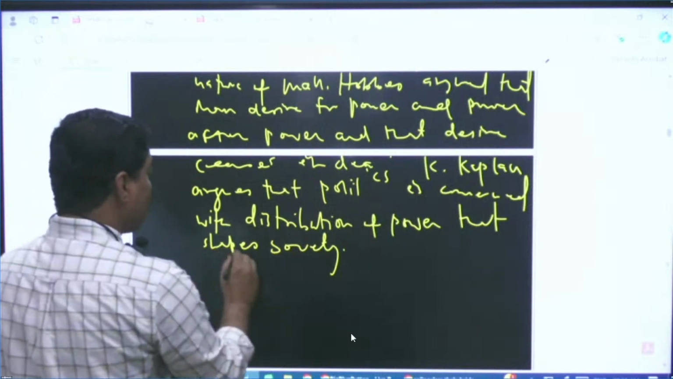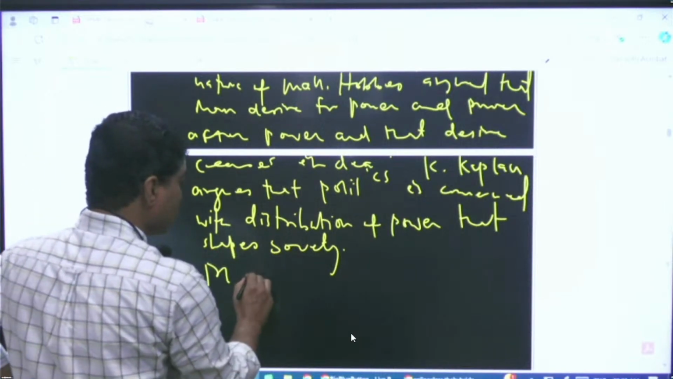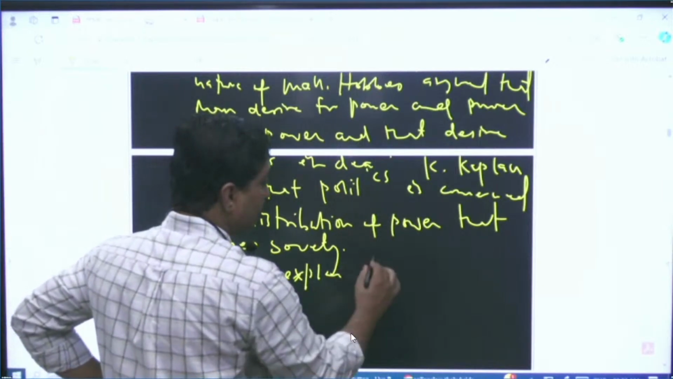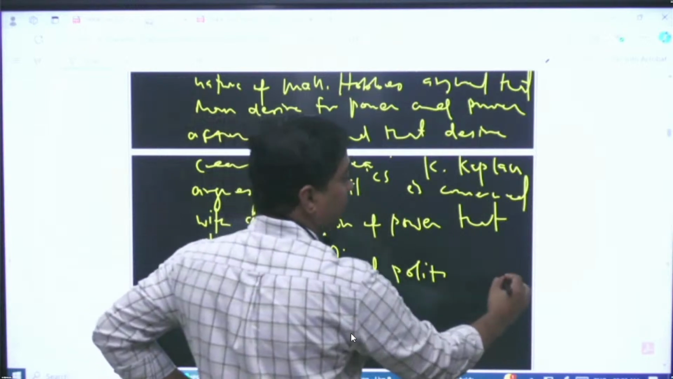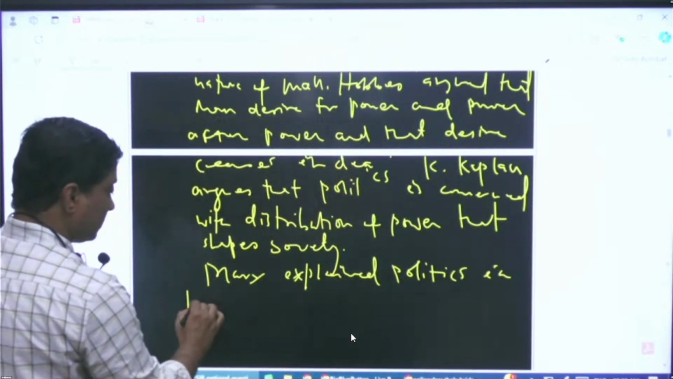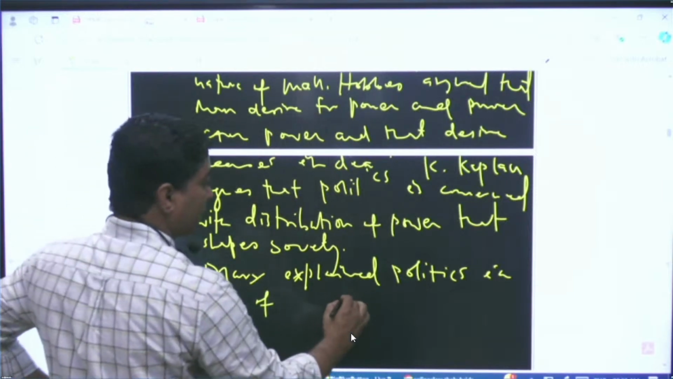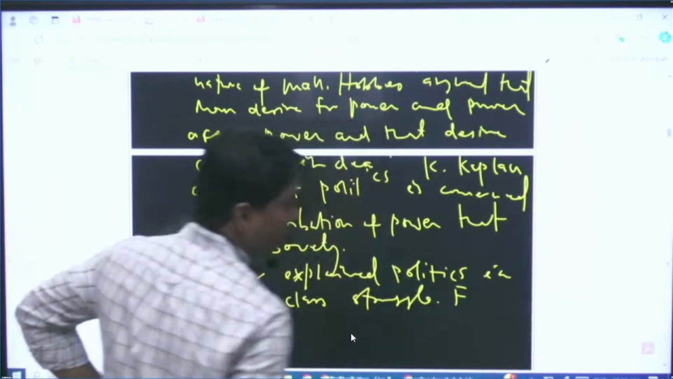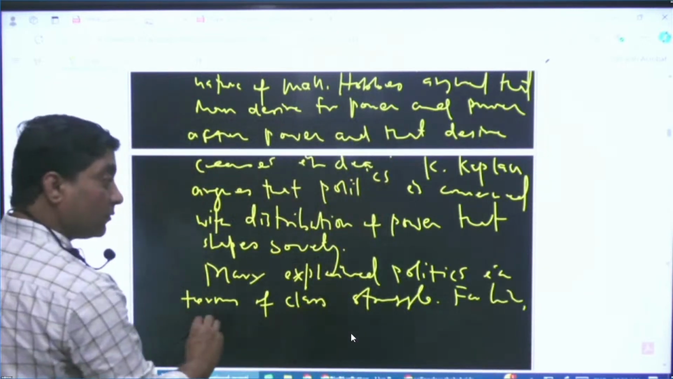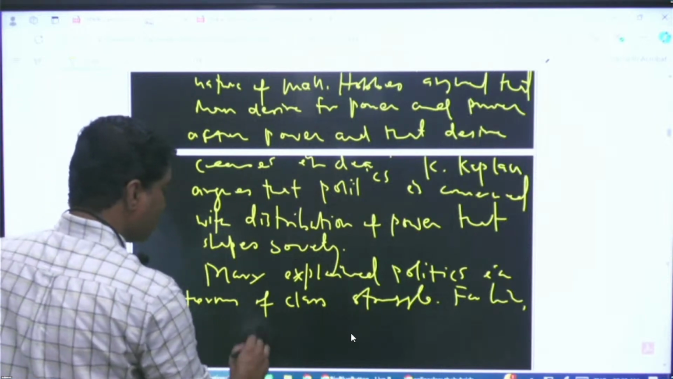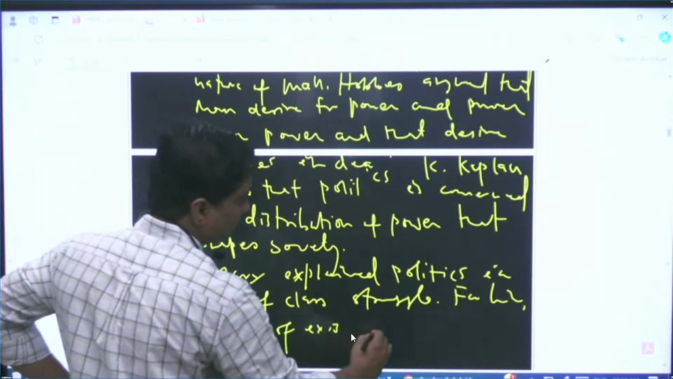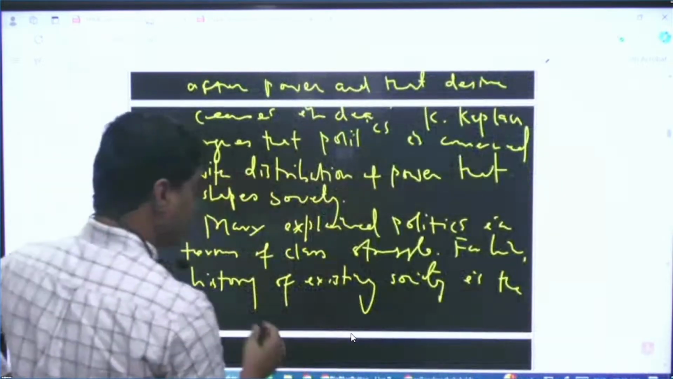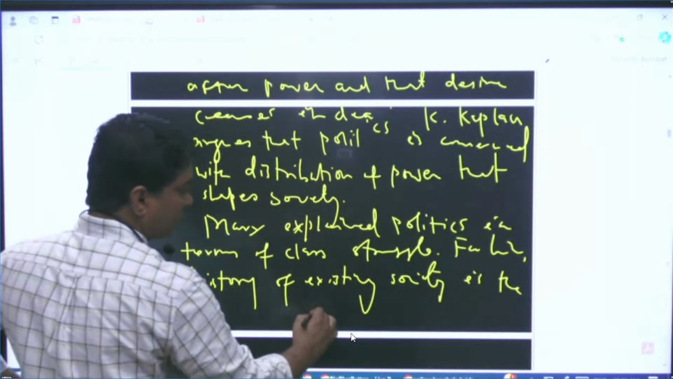Now, if you look at Karl Marx, he explains politics in terms of class struggle. For him, the history of existing society is the history of class struggle.